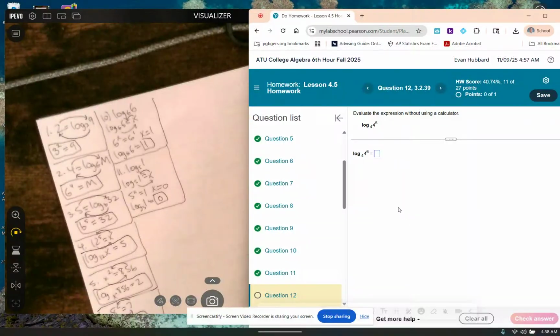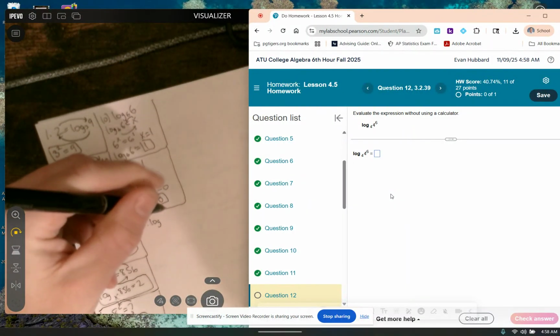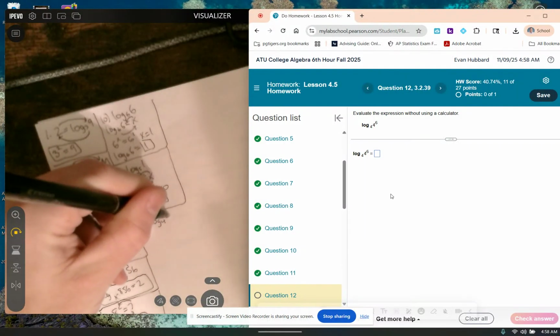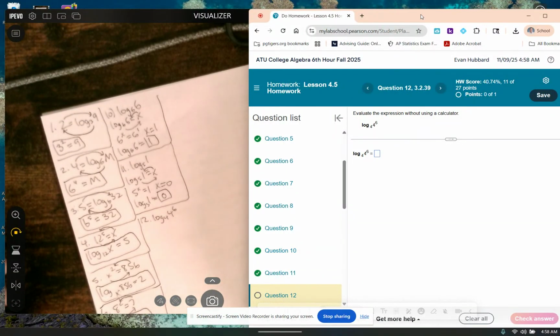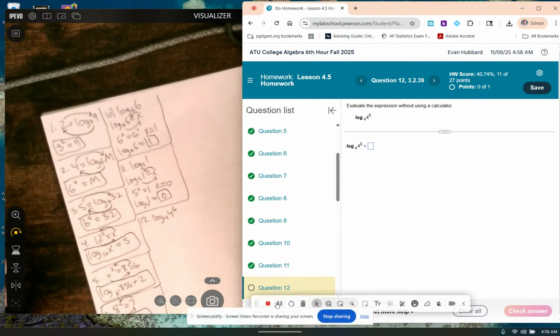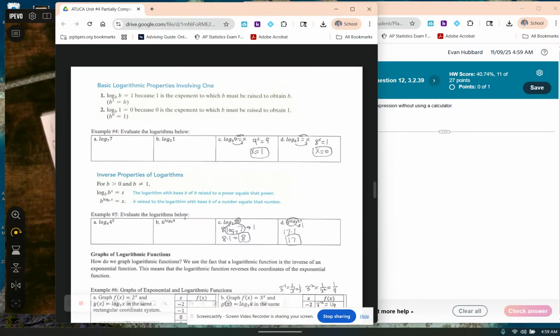Now let's look at the next one. I've got log base 4 of 4 to the 6th. There's a rule in your notes that covers this. I'm going to pause this to pull your notes up. All right, so I paused this so you could see here in the notes. It's just like we did here.